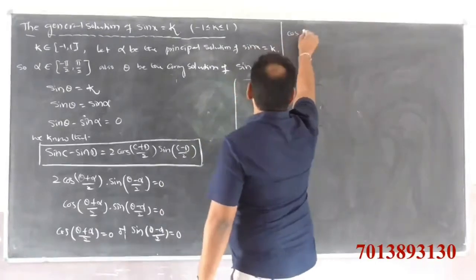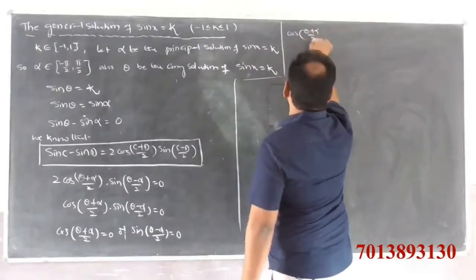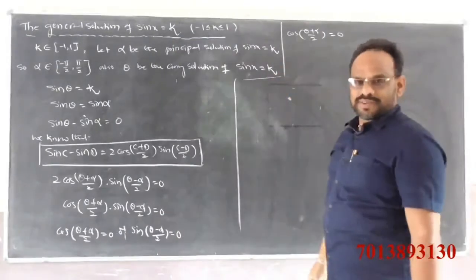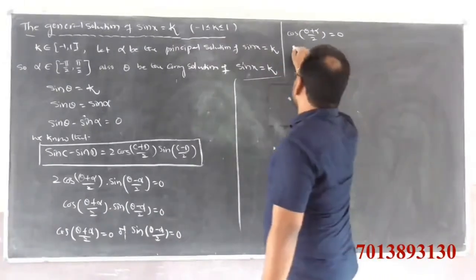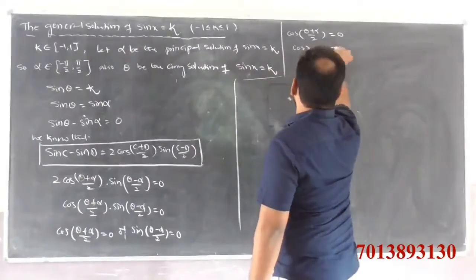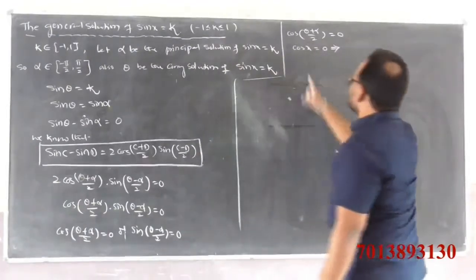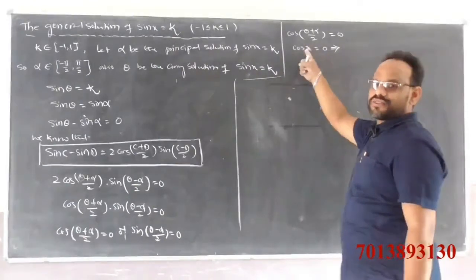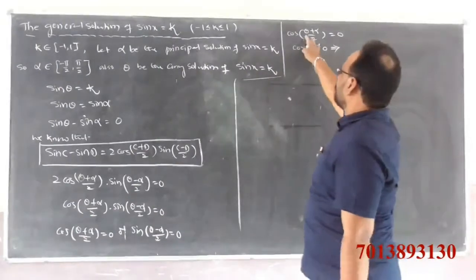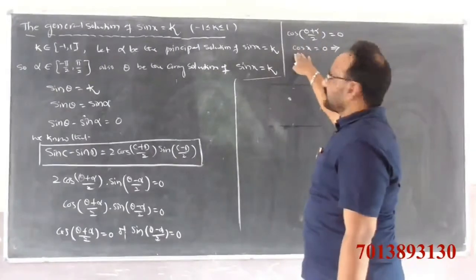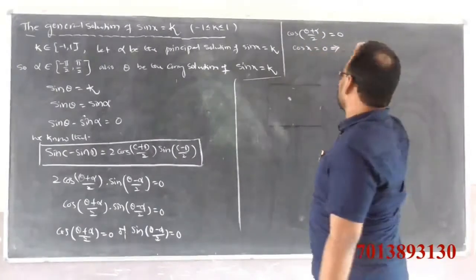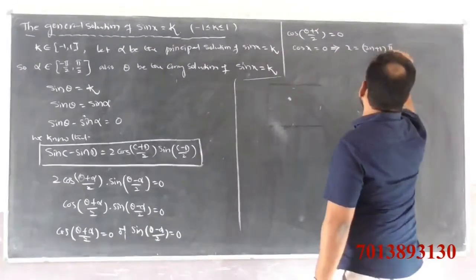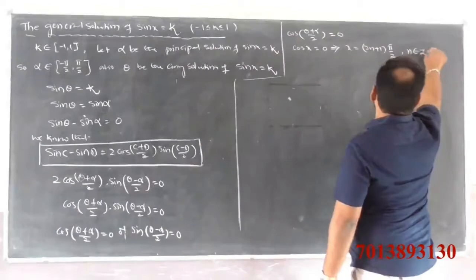Consider cos of theta plus alpha by 2 is equal to 0. We know cos x is equal to 0, as already discussed previously. What is the general solution? We want the general solution theta in terms of alpha. The general solution of cos x is equal to 0 is x equal to 2n plus 1 into pi by 2, where n belongs to the integers.